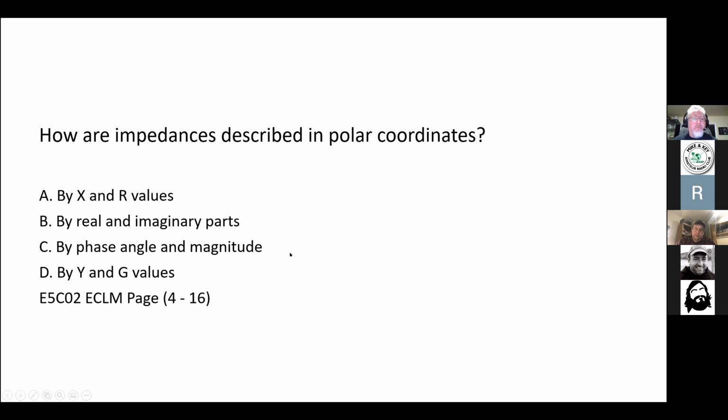How are impedances described in polar coordinates? A, by X and R values. B, by real and imaginary parts. C, by phase angle and magnitude. Or D, by Y and G values. Charlie is correct, by the phase angle and the magnitude.